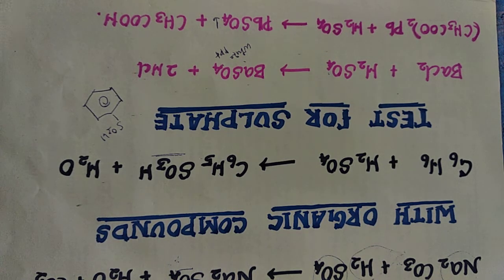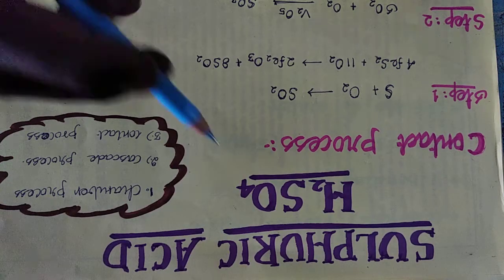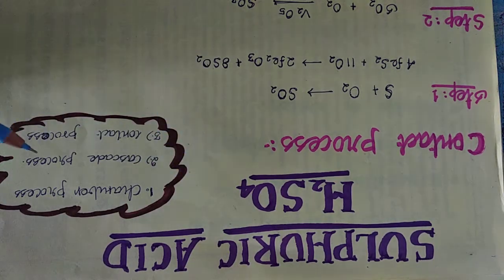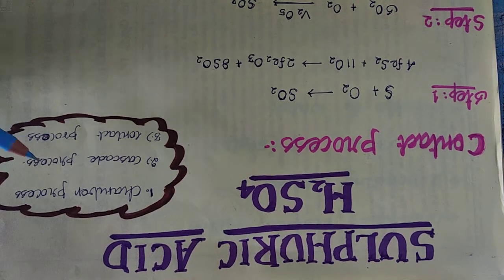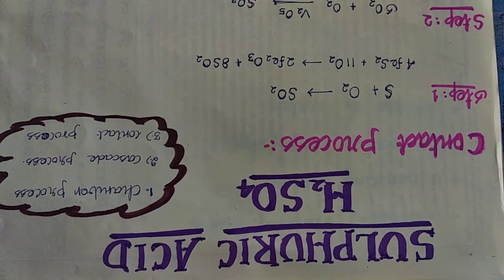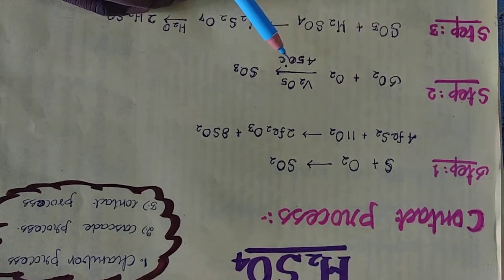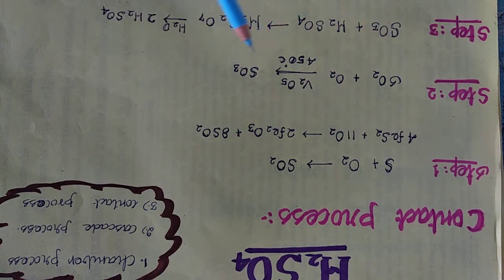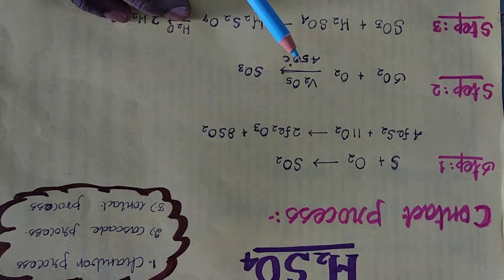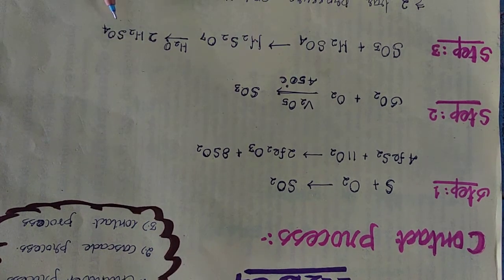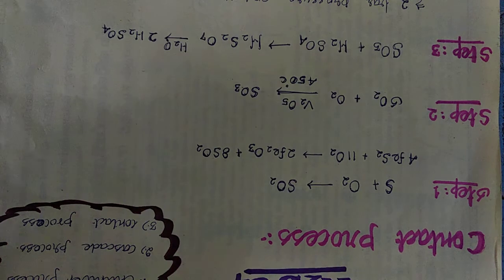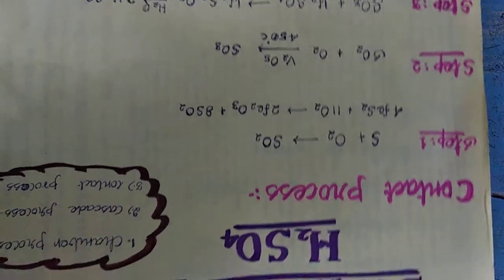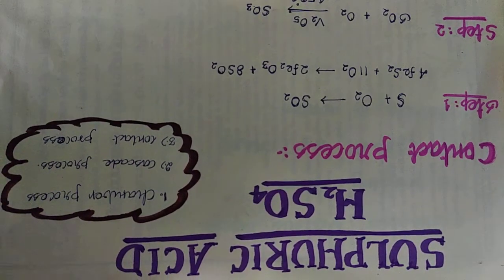Let us recollect from the beginning once again. Sulfuric acid, H2SO4, can be prepared by 3 different processes: Chambers process, cascade process, contact process. The contact process we have discussed. It consists of 3 steps. In step 1, formation of sulfur dioxide. Step 2, formation of sulfur trioxide. And in step 3, formation of sulfuric acid. This is the method employed for the preparation of sulfuric acid.